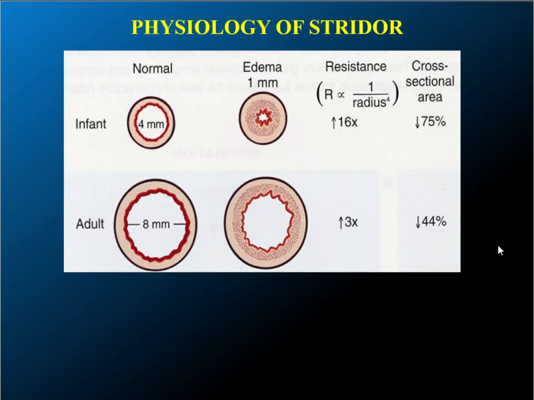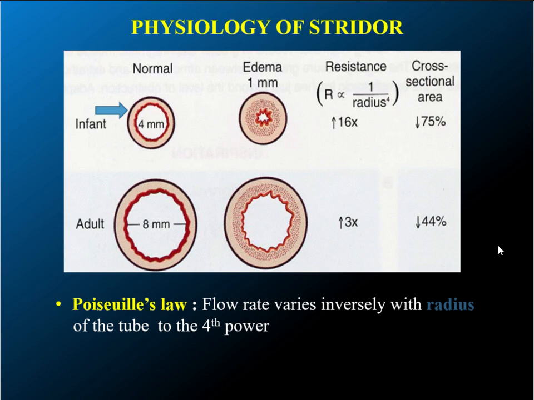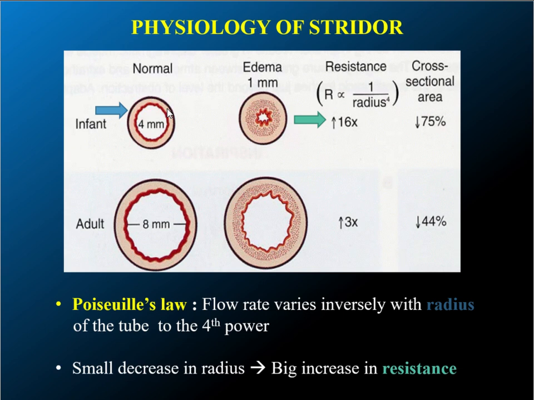Physiology of stridor. Poiseuille's law states that the flow rate varies inversely with the radius of the tube to the 4th power. Hence, a small decrease in the radius, that is, a circumferential edema of even 1 mm, leads to 16-fold increase in the resistance in the infant and decreases the cross-sectional area by up to 75%. A similar edema in adults will only lead to a 3-fold increase in resistance and decrease the cross-sectional area by 44%.